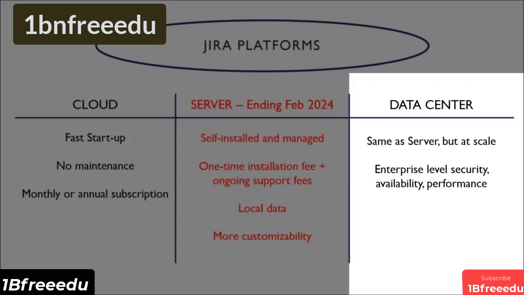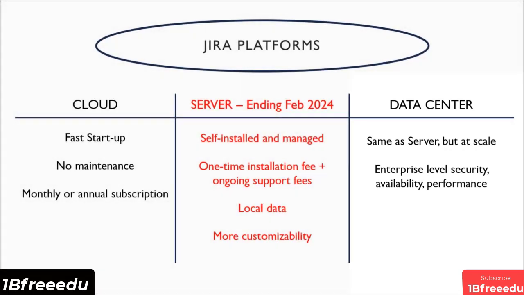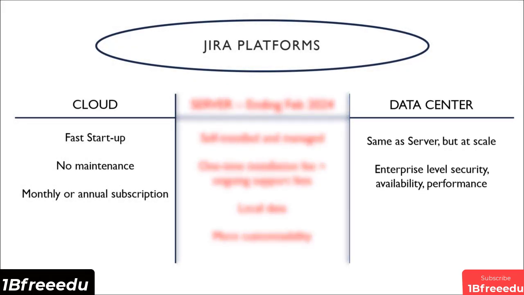Data Center is their third deployment type and is actually like Server except on steroids. It's the same as Server but at scale and is meant for enterprise level companies that are global and have thousands of users and have a requirement of uptime, high performance, redundancy, and things like that. So far, it looks like Atlassian is going to keep their data center offering, so it's basically going to come down to cloud versus data center.